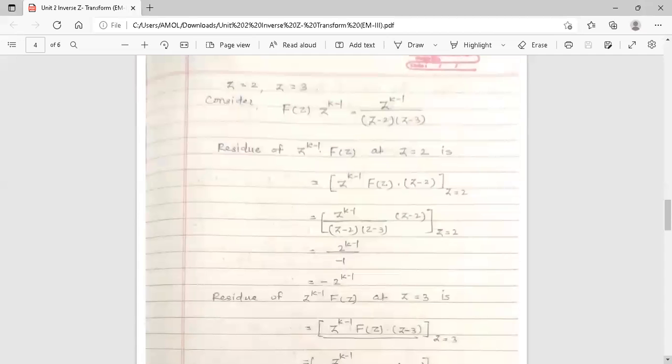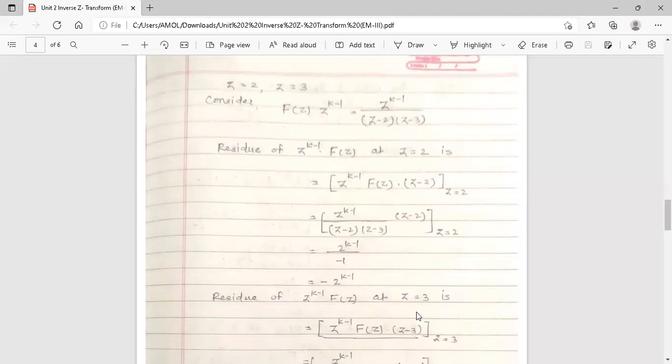Now, put z is equal to 2 here in place of z. When z is equal to 2, it is 2 raised to k minus 1 upon, and this z minus 2 gets cancelled. 2 raised to k minus 1 upon z minus 3, z is 2. So 2 minus 3 is minus 1. So it is minus of 2 raised to k minus 1. This is the residue of z raised to k minus 1 into f of z at z is equal to 2. Now the residue of z raised to k minus 1 into f of z at z is equal to 3. At z is equal to 3, you find the residue.